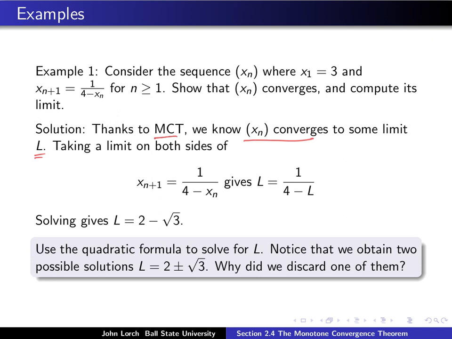So now we can take advantage of this recursive formula here. Remember, to get xn plus 1, we take 1 over 4 minus xn. So now what we're going to do is take a limit on both sides. I know that xn plus 1 is essentially the same sequence xn, right? And so when we take its limit as n goes to infinity, we should get L. And we've already decided that the xn's go to L. And lo and behold, we now have an equation in L that we can solve for L.